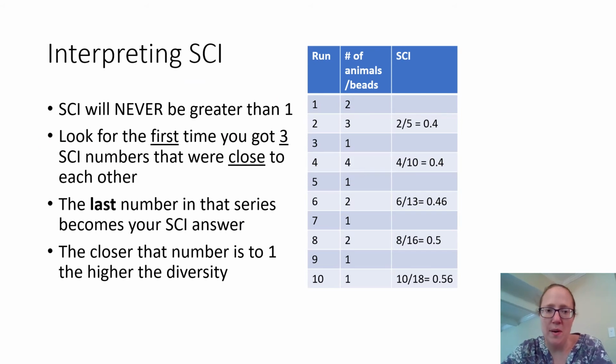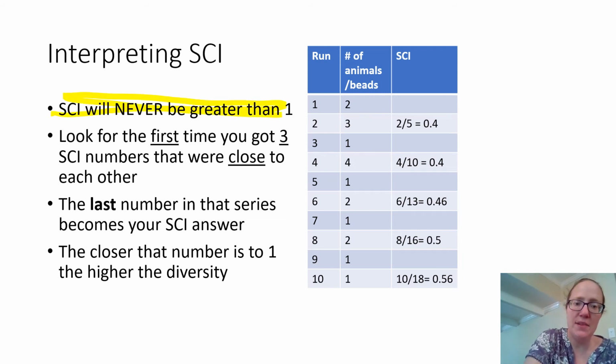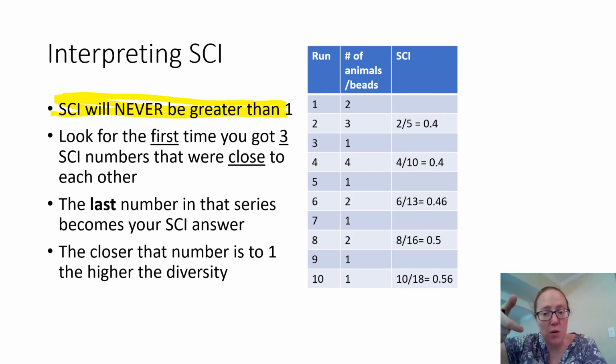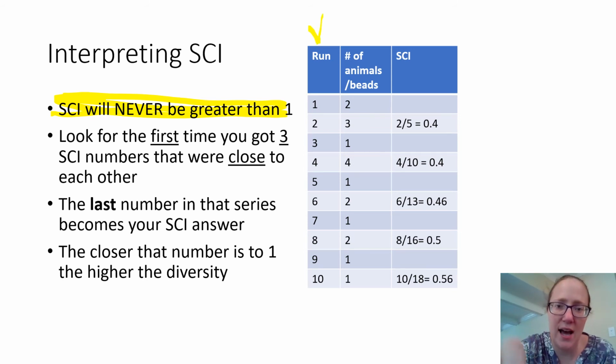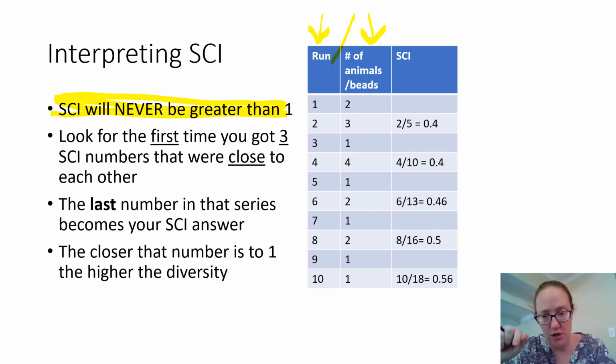Now, a couple things to remember. The SCI is never going to be greater than 1. You're always going to have a number that is less than 1. Never, ever is it going to be greater than 1. So if you get something that's greater than 1, you probably switched the denominator and the numerator. Okay, so it's runs, this is the top, this is the numerator, divided by the number of animals total. So if you get something that is greater than 1, you probably switched those. Okay, so it's runs over organisms.